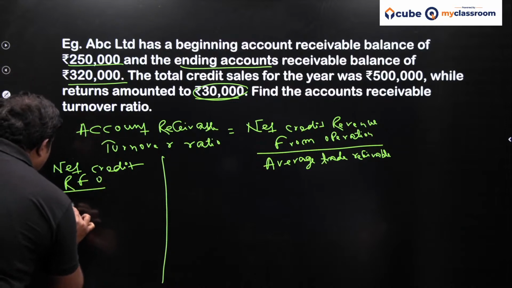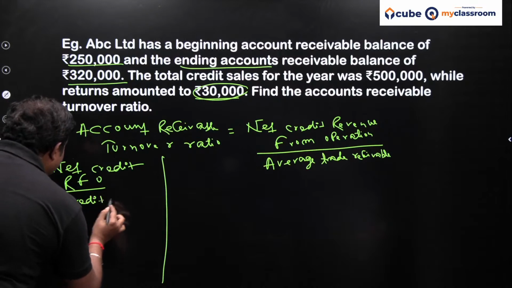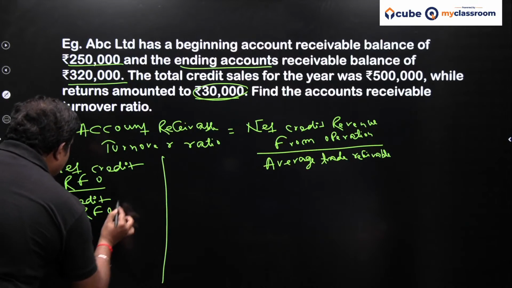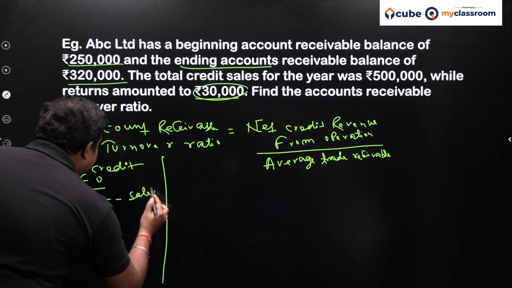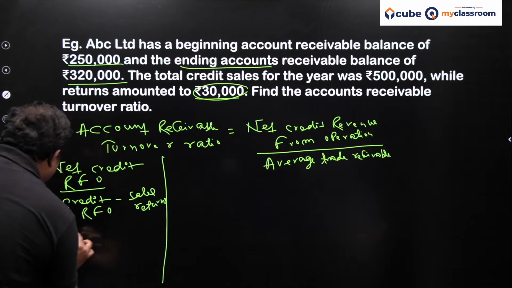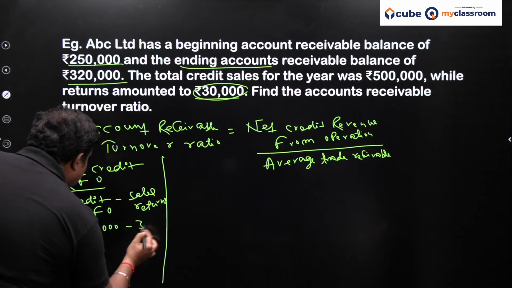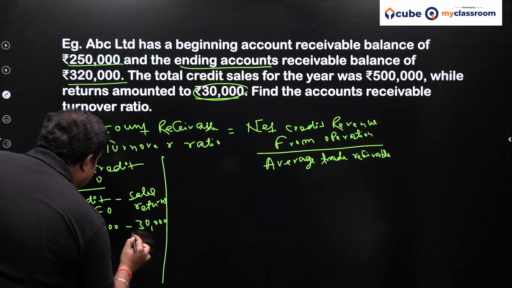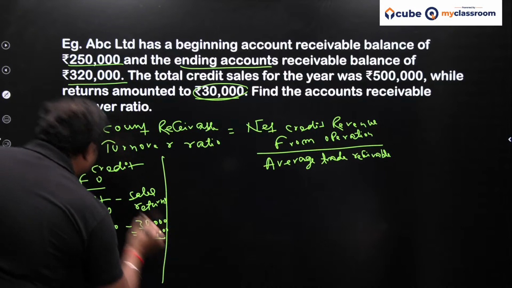So net credit revenue from operation equals credit revenue from operation minus sales return, or we can also call it returns. So credit revenue from operation is 5 lakh and sales return is 30,000. So 4,70,000 is your net credit revenue from operation.